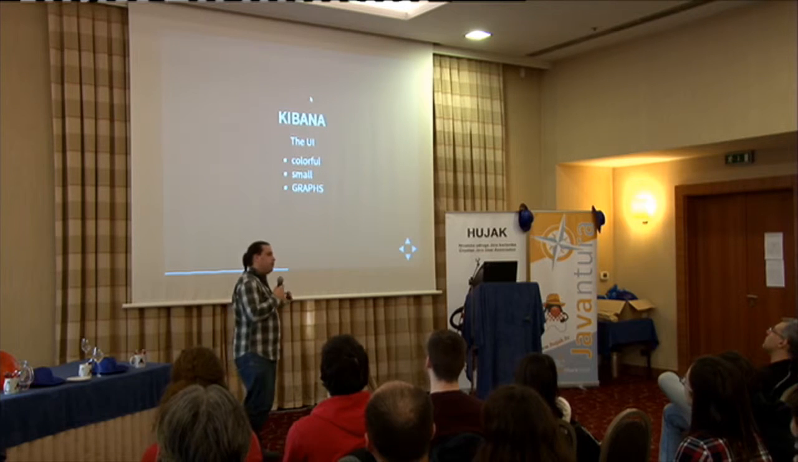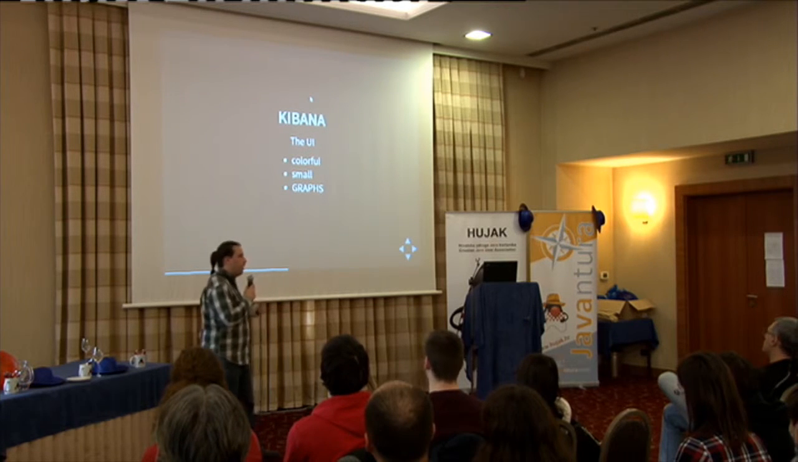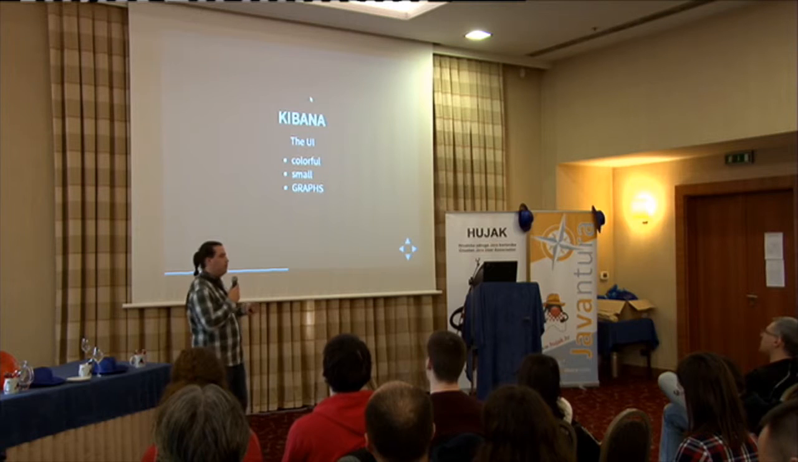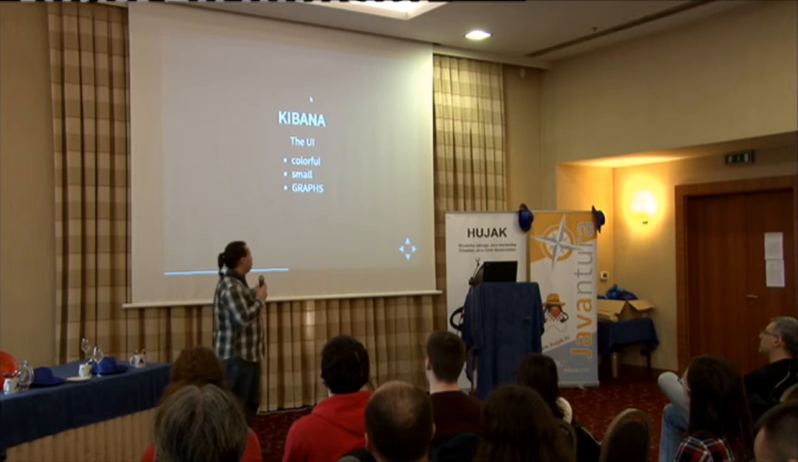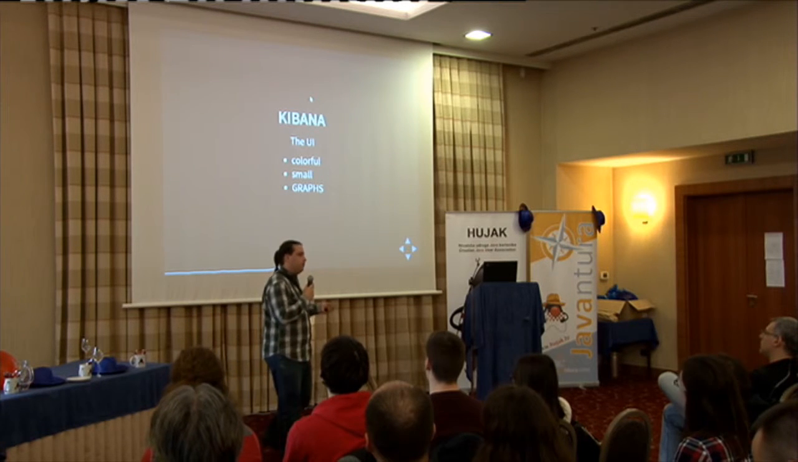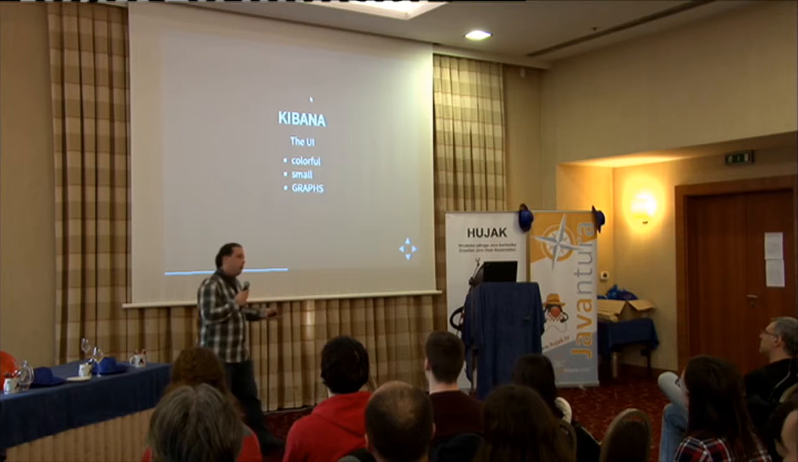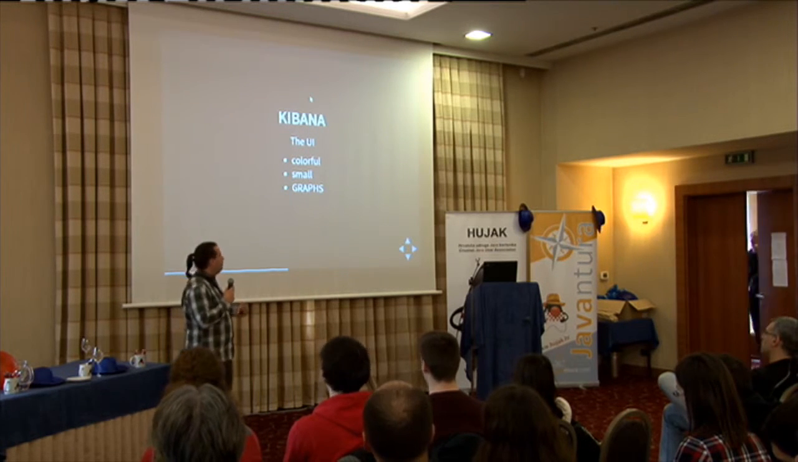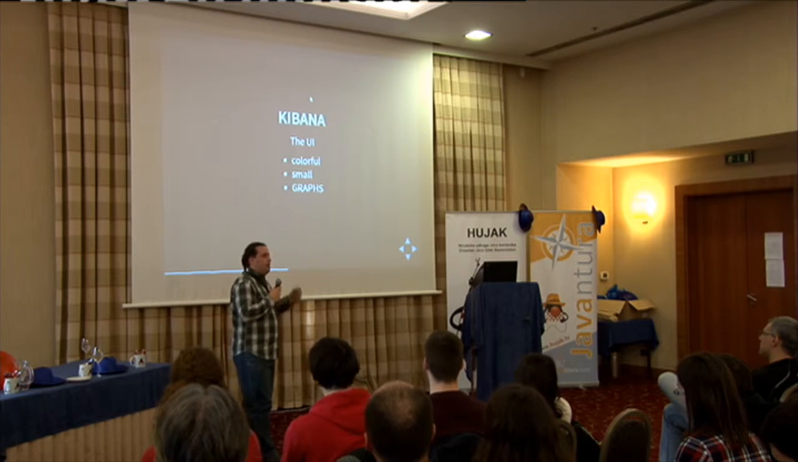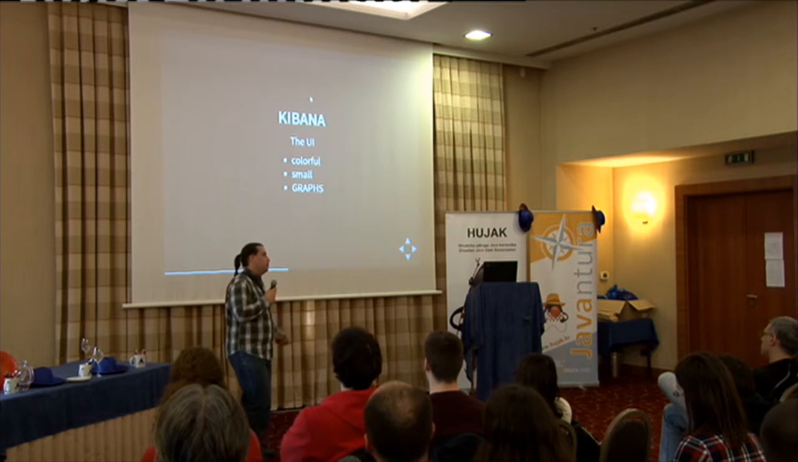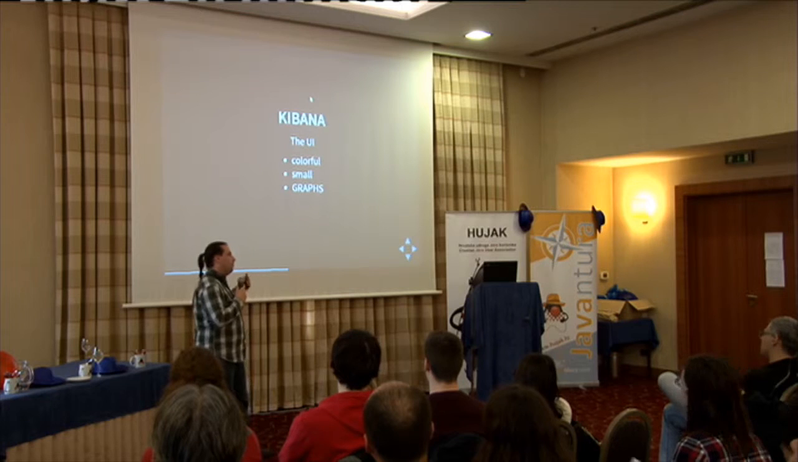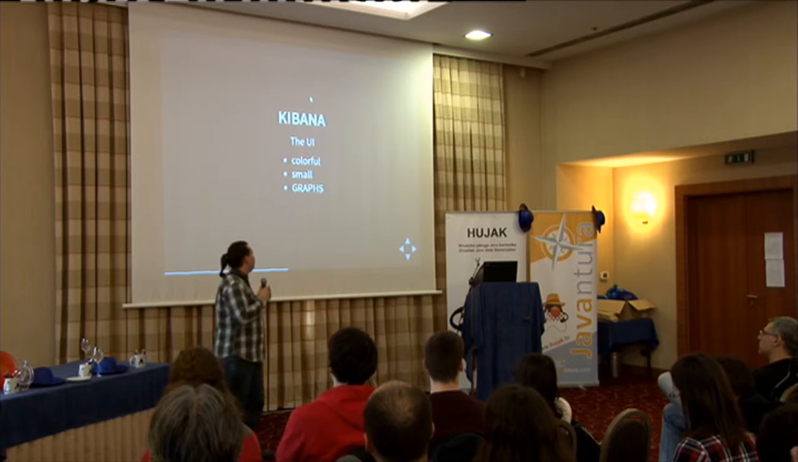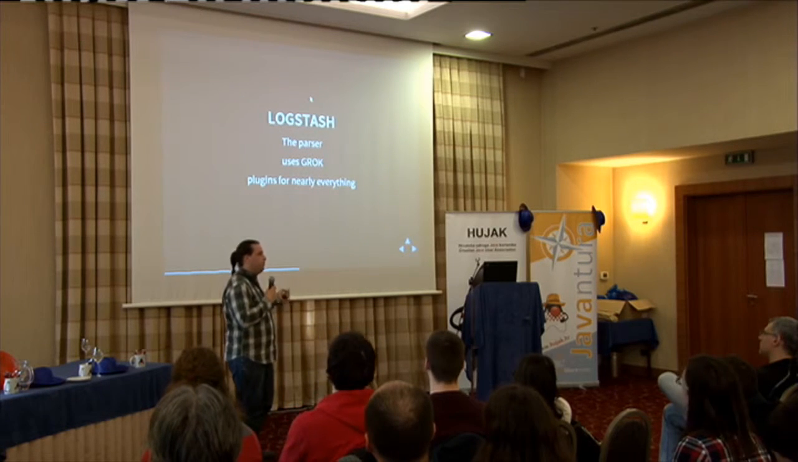So the next part of the family from Elastic is Kibana, and we can think about Kibana as a user interface for our database. It's colorful, it's small, and it has a lot of graphing functionalities built in. So we have pie charts, we have histograms, we have bar charts, and it ties in directly into the Elasticsearch server. And there's Logstash, which is the parser.